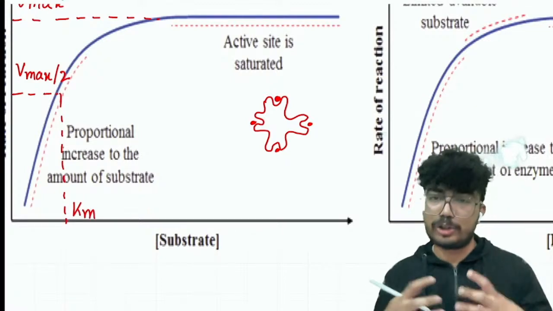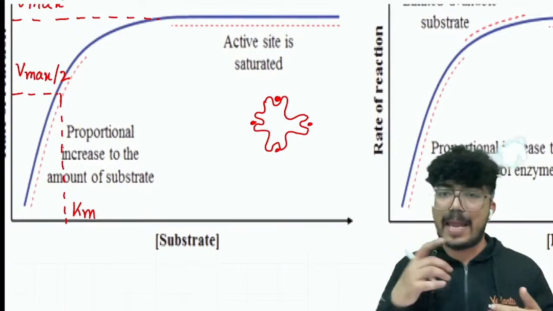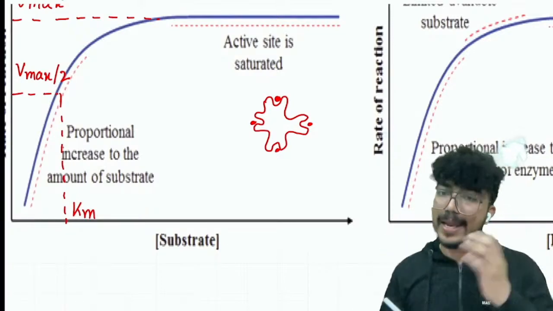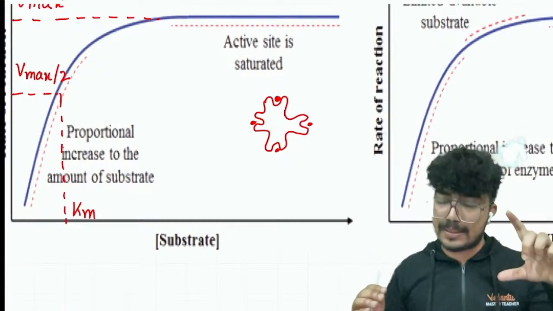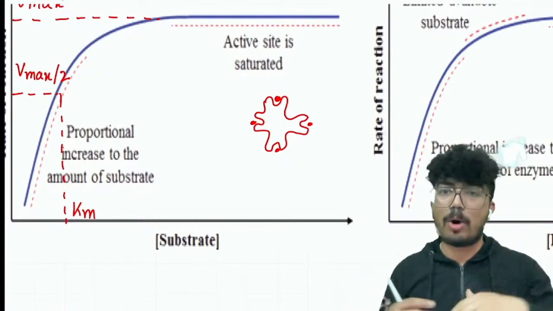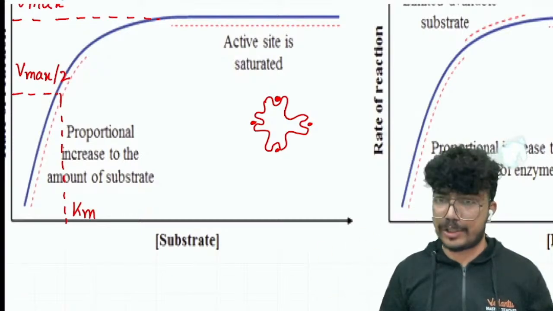Km basically denotes the efficiency of the enzyme. Km is inversely proportional to the enzyme efficiency, right? The higher the Km value, the lesser the enzyme efficiency is, or if the Km value is very low, that shows that the enzyme is highly efficient. Correct? So I hope this parameter is clear to all of you.